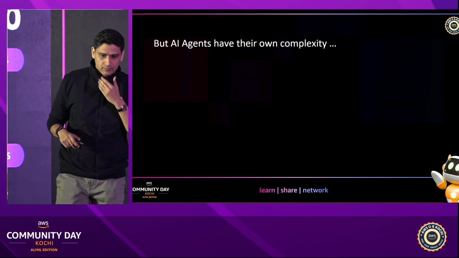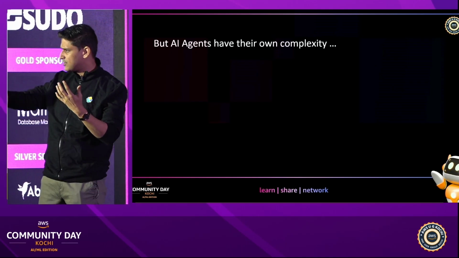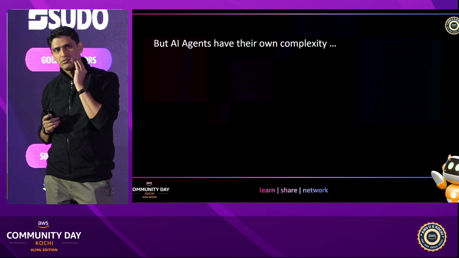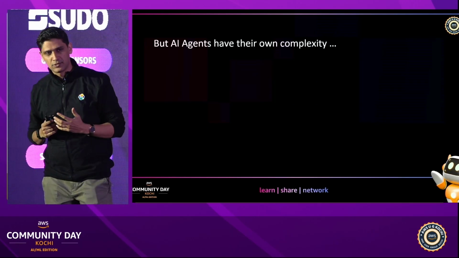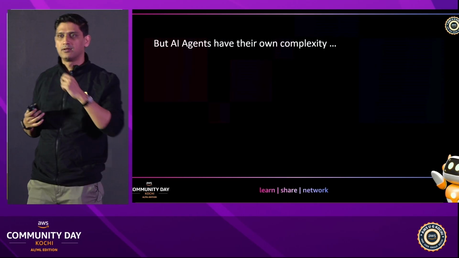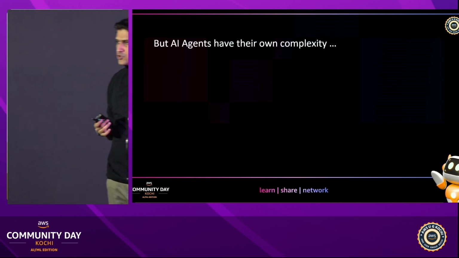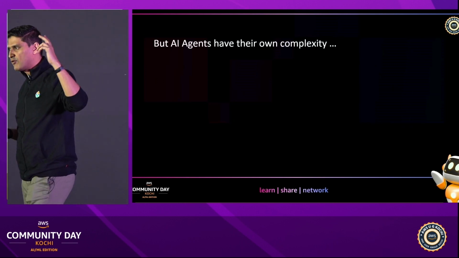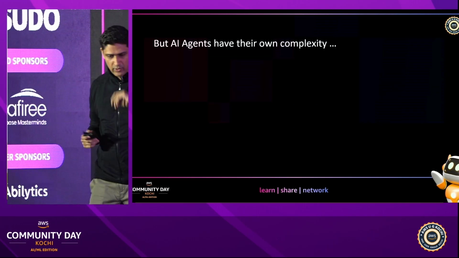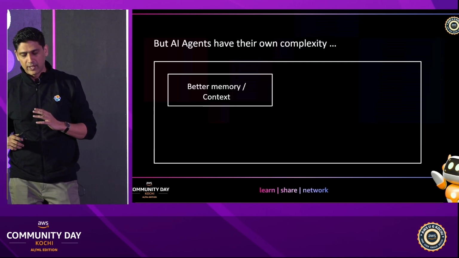But AI agents have their own complexity. Anyone who has attempted building an agent, I saw a few hands, anyone want to tell what the challenge is while building an agent? RBAC, rollback, rollback access. Yes, anyone else? Memory issues, perfect. I think we covered that in the keynote. So better memory, of course, the context. They should have a better context.